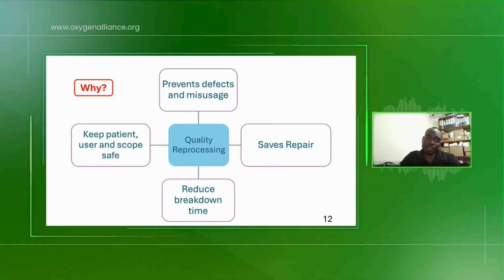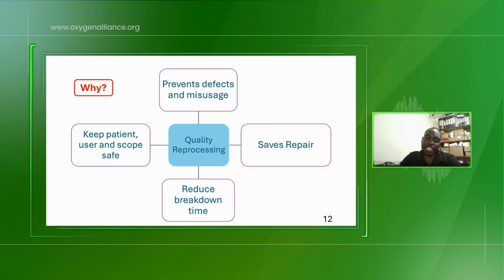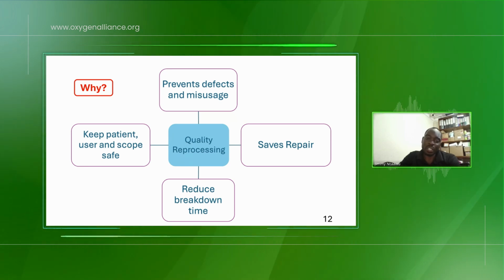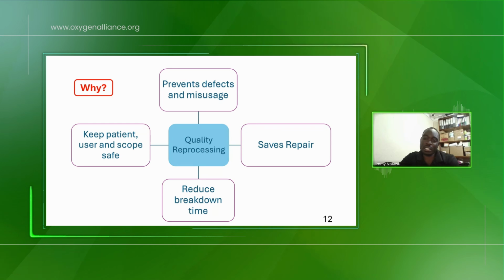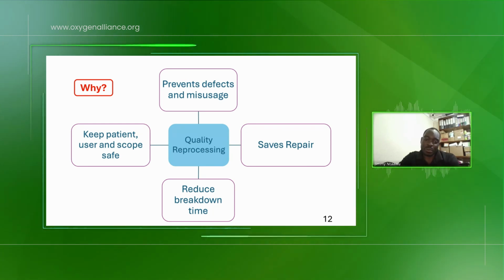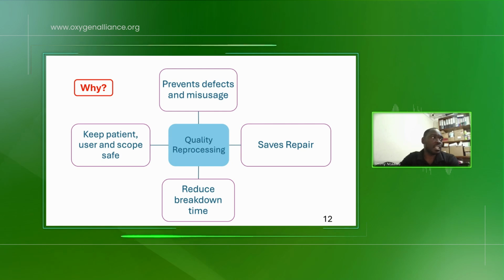So like I said, when it comes to scopes, we focus more on proper cleaning. We call it quality reprocessing. And why do we do it? Because we want to prevent defects and misuse. We want to save on repairs. We want to reduce breakdown time, and we want to keep the patient, the user, and the site itself safe.